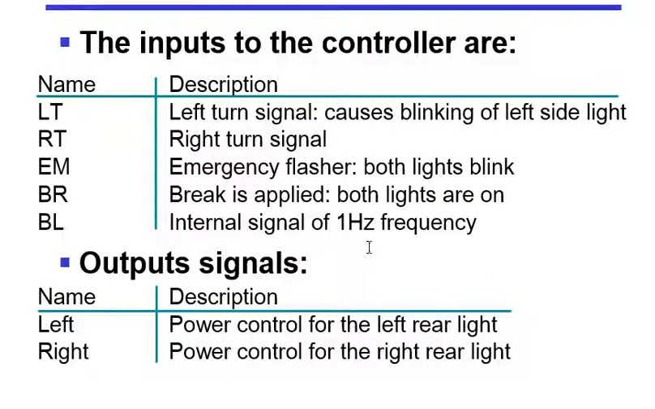Now, the inputs that we have to give to the controller are: this is the left turn signal, this is the right turn signal, this is the emergency, BR is when the brake is applied, and BL is the blinker. It would have a frequency of 1 Hertz. It would be basically a pulse of 1 Hertz frequency. And the output will be the left turn signal and the right turn signal.